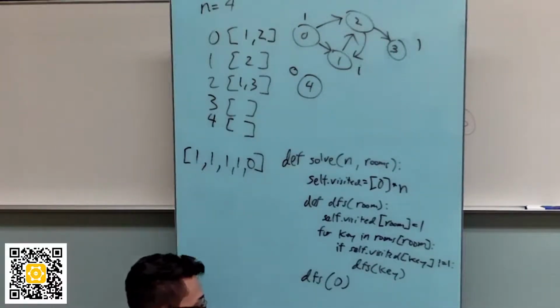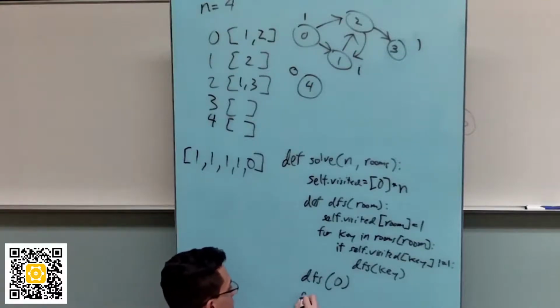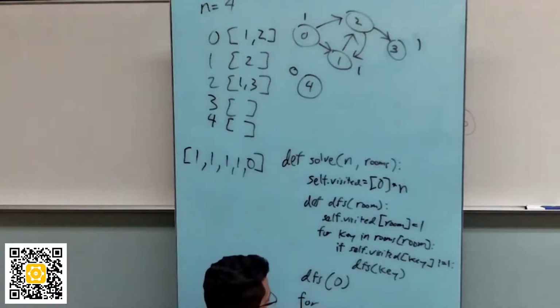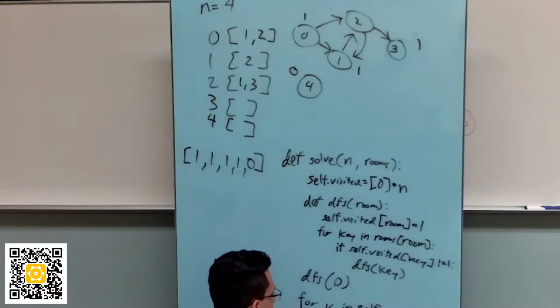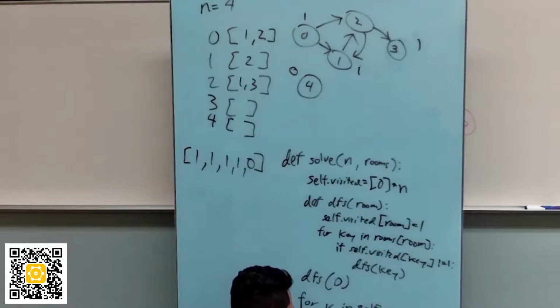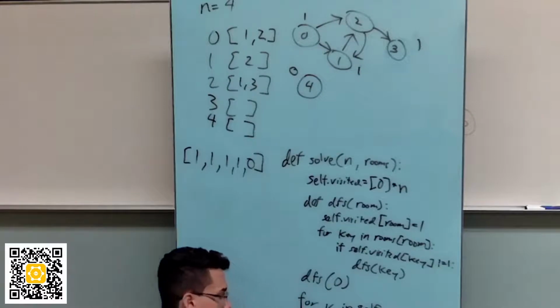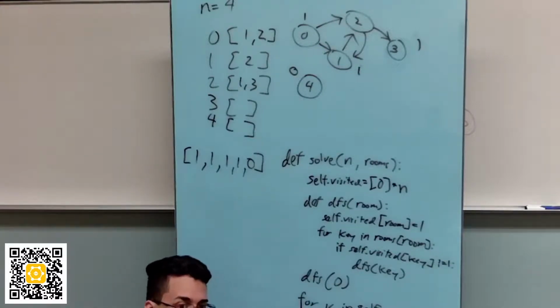Right. So now we need to iterate through visited. So for v in self.visited, if v equals 0, return false. Now, if we go through the whole thing and we don't find a single 0, that means they were all visited. So return true.